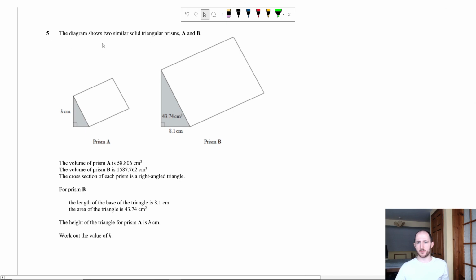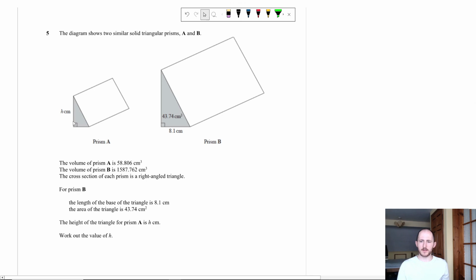Okay, the diagram shows 2 similar solid triangular prisms. The volume, good lord, that's a hideous number. The cross section is this. Okay, cool. For 4B, the length is 8.1, and the area is this. The height of the triangle is here. Work out the value of h.